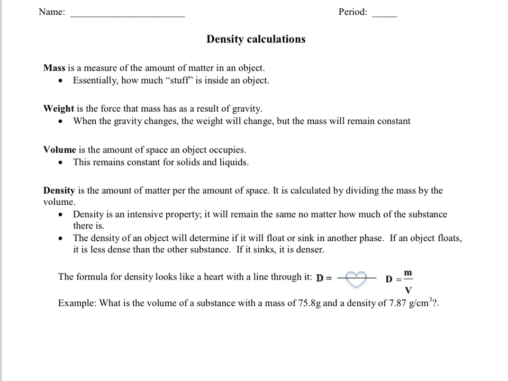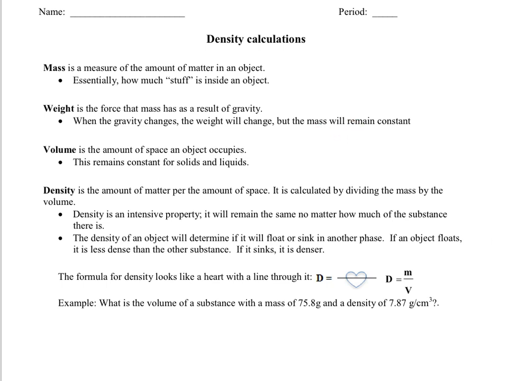Our next topic is density. I know, again, this is something that you've talked about before. All this summer assignment really is just review for stuff that you have taken in your previous science classes. So density is mass over volume. Let's review what mass and volume are. Mass is a measure of the amount of matter in an object, so it's essentially how much stuff is inside the object. So that should never change. Weight, however, is the force that mass exerts as a result of gravity. When gravity changes, the weight will change, but the mass will remain the same.